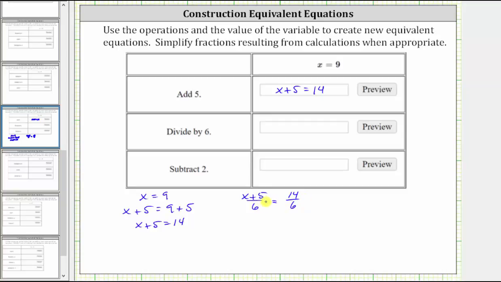We will leave the left side of the equation in this form, but we need to simplify the right side. 14 and 6 share a common factor of 2. To simplify 14 sixths, we divide the numerator and denominator by 2. This gives us the second equivalent equation of the quantity x plus 5 divided by 6 equals 7/3.